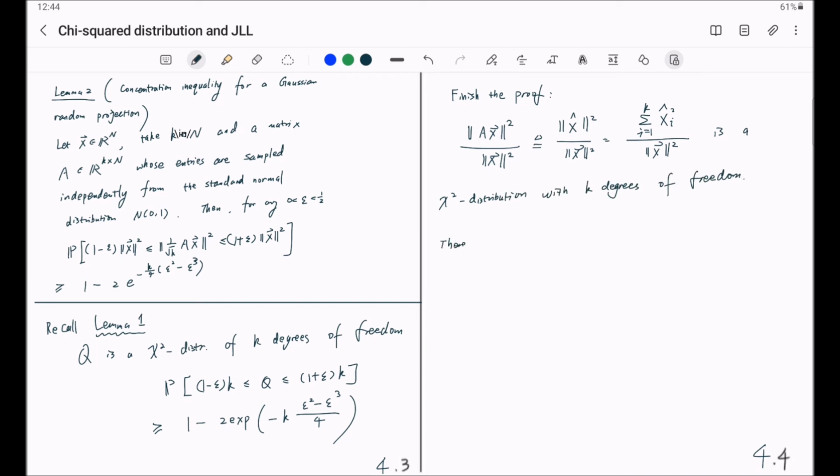Therefore, the probability, if we divide all sides by the norm of x squared, so we can apply Lemma 1 to this situation and get that this is bigger or equal to 1 minus twice e raised to the power negative k times (epsilon squared minus epsilon cubed) divided by 4. So we are done with the proof of our Lemma 2. If you move this k inside here, you get 1 over square root of k. And you multiply all sides by the norm of x squared. This is precisely this.